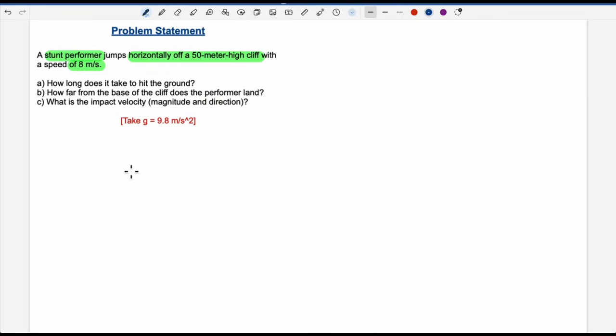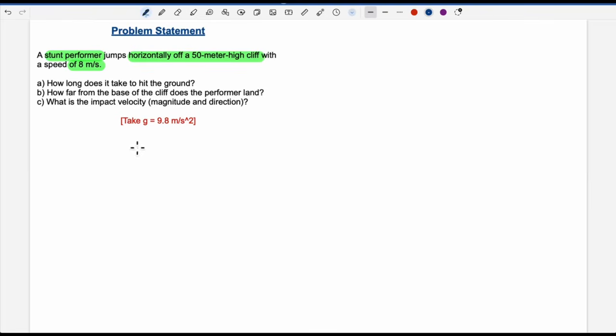To solve this problem, first, we have to categorize it under projectile motion. A projectile is any object that is given an initial speed and then allowed to fall freely under gravitational pull. A projectile motion has two components: the first one is the horizontal part of the motion, and the second one is the vertical part of the motion. So this problem also has two parts, horizontal and vertical.